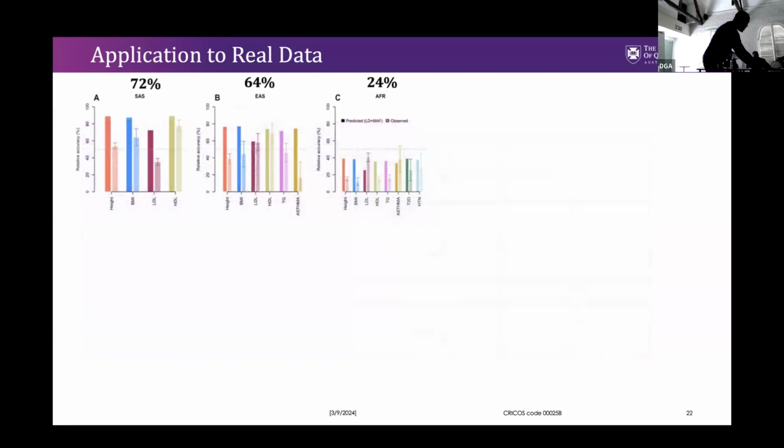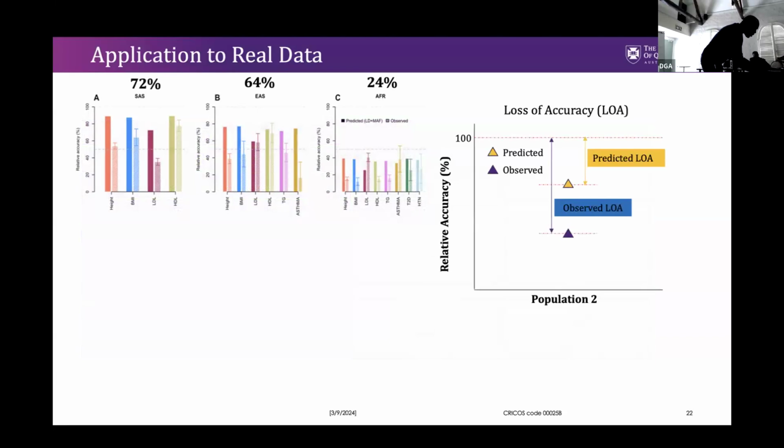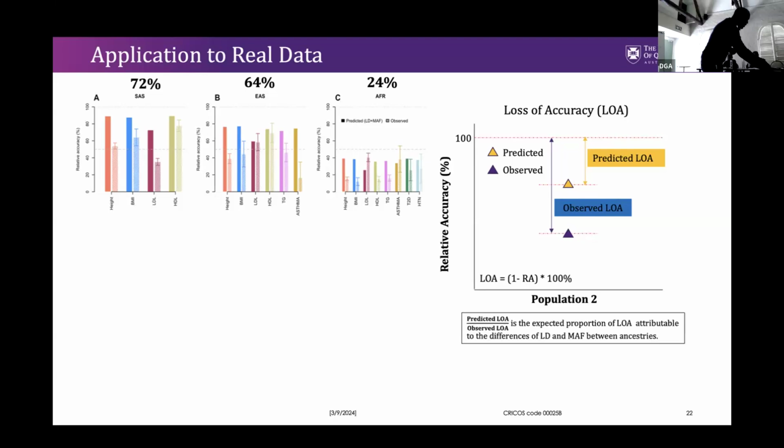And so we did that. So this is just focusing on those three populations. Probably can't see much, but I'll jump to the conclusion. And this is just illustrating what I was saying: we have the observed relative accuracy, we have a predicted relative accuracy, and we can look at the difference, the loss of prediction accuracy, and how much it is explained by. I should have changed that slide, so it's a bit convoluted.